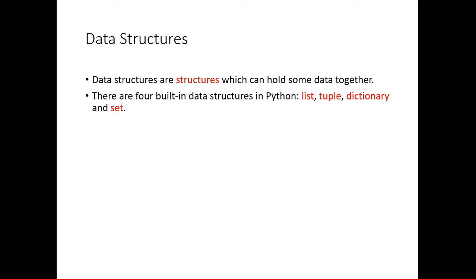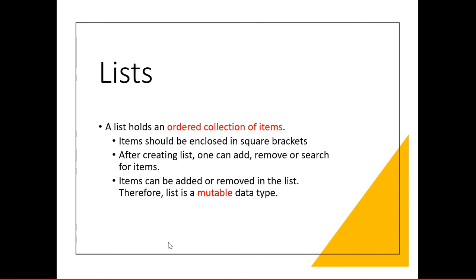Now there are 4 built-in data structures available in Python, which we call list, tuple, dictionary and set. Depending on your requirement, you may have to choose one of these. And we will see when we should use these different types of data structures. To start with, we will start with lists.